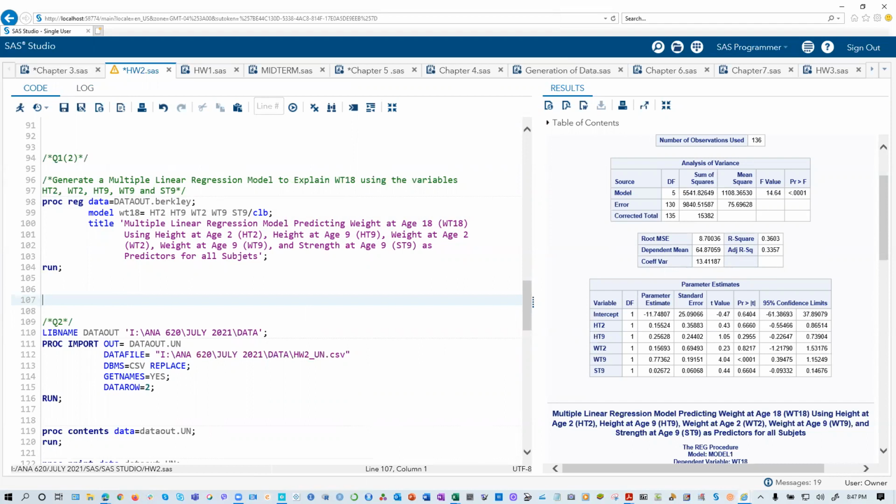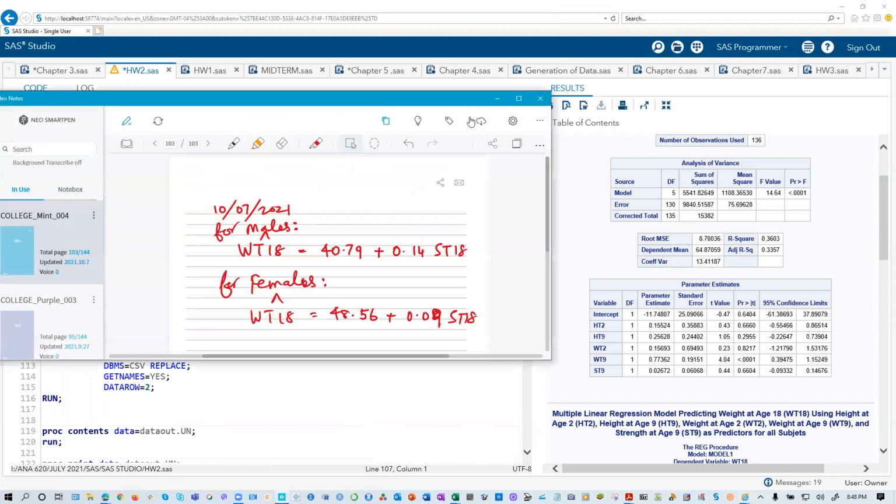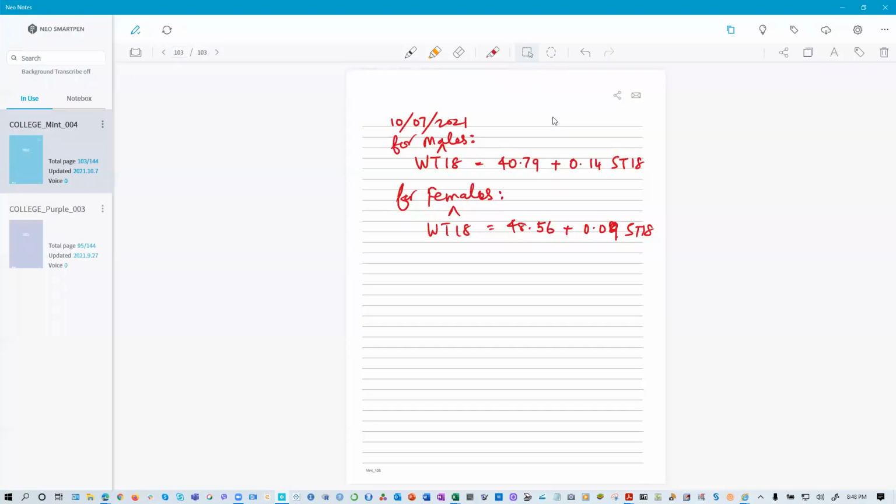Then later on, they say to find the R squared, the overall ANOVA table, and the overall F test. Do you know what you mean by overall F test? We had a discussion on that one. Overall F test. That means H naught: you're going to say beta 1 equals beta 2 equals beta 3 equals beta 4.